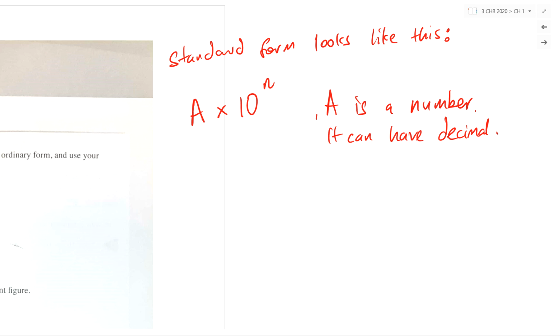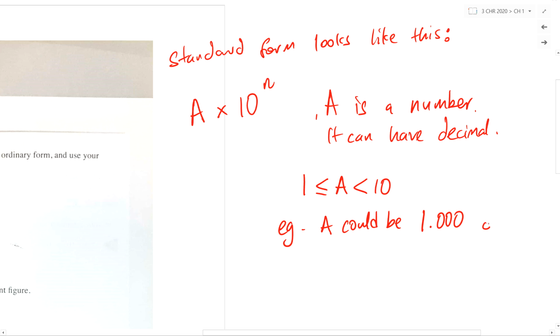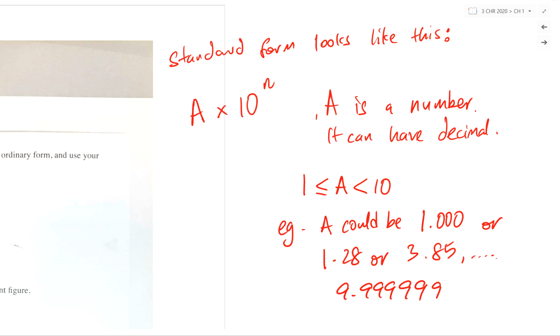A has a range. A must be greater than or equal to 1, but it must be smaller than 10. Meaning, examples, A could be 1.5000, or 1.28, or 3.85, and so on and so forth. It can be 9.999999. Okay, these are examples of A. Can you copy this down first? These are some examples.